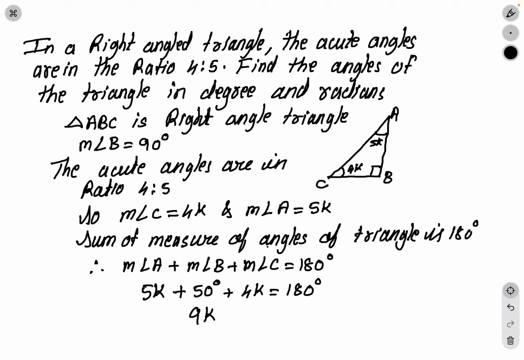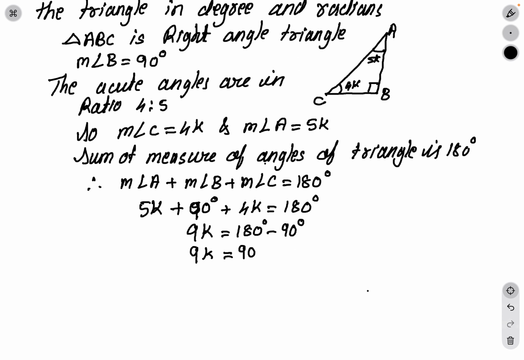So 9K is equal to 180 minus, sorry, this angle is also 90 degrees. So 9K is equal to 90. Therefore K is equal to 10 degrees.